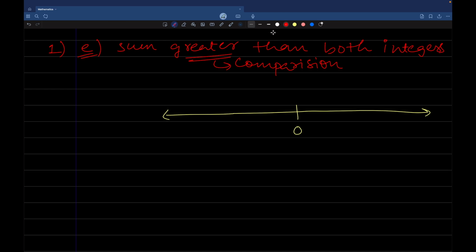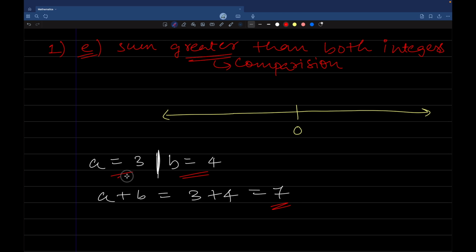Then we have to find two numbers, A and B. Let's take A equals 3 and B equals 4. So a plus b equals 3 plus 4 equals 7. So the numbers to be compared are 7, 4 and 3. We have 3 on the right side of 0, then we have 4 and we have 7.